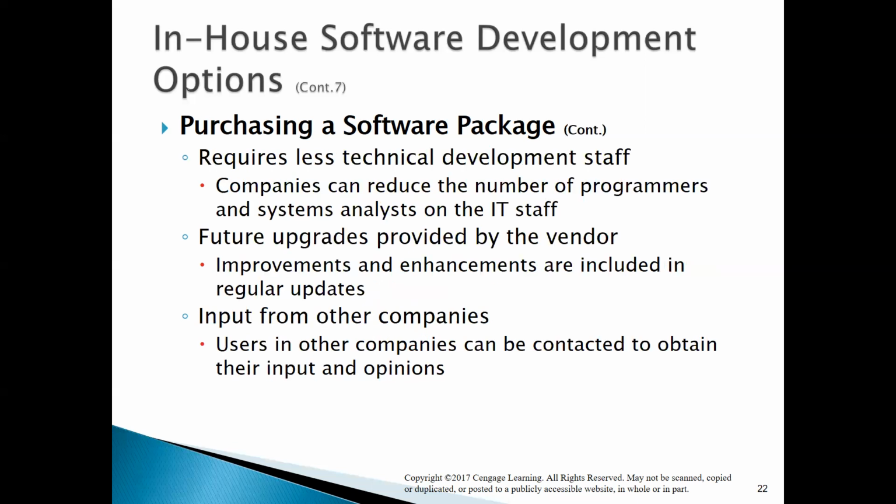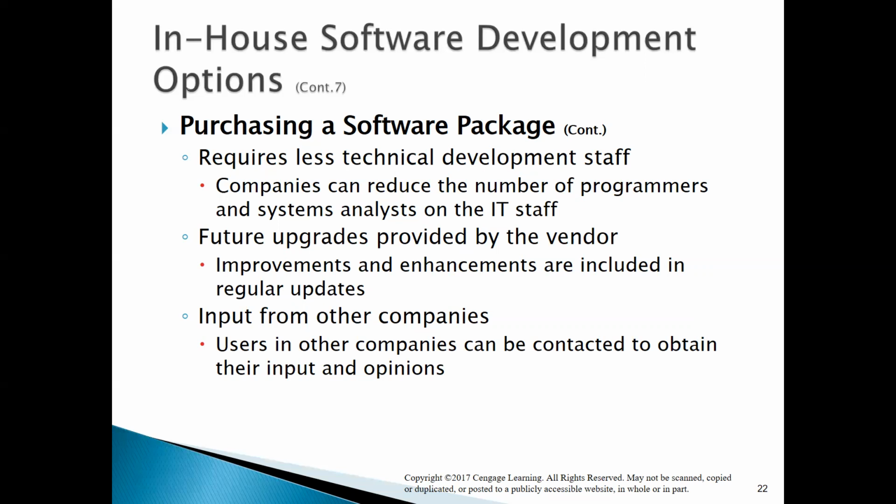Requires less technical development staff. Companies can reduce the number of programmers and systems analysts on the IT staff. So like I mentioned earlier, the resources part, you also have your technical staff coming in. So you don't need a highly technical staff whom you need to pay about $70,000 to $80,000 per year. Sometimes you need more than one staff also. So you don't need them. You don't need two technical staff. People who are just basic ground level support staff can also work with a software package.